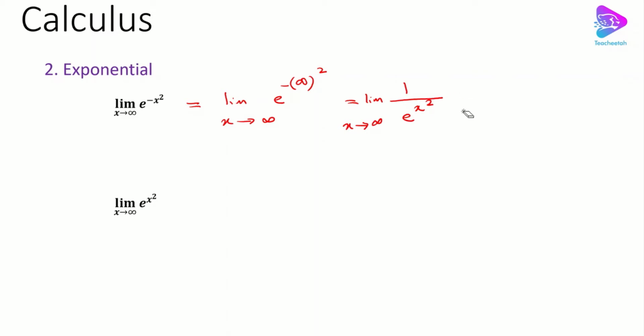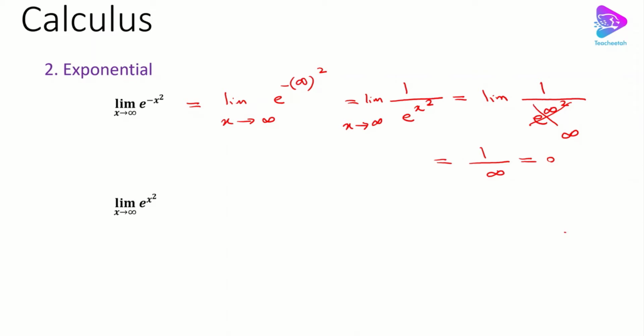So it is going to be the limit of 1 over e to the power of infinity squared. And e to the power of infinity squared is a huge number. Therefore, I would say it is infinity. Therefore, 1 over infinity is going to be 0. So any number that we have, and underneath we have infinity, the result is going to be 0. Let's look at the other one.